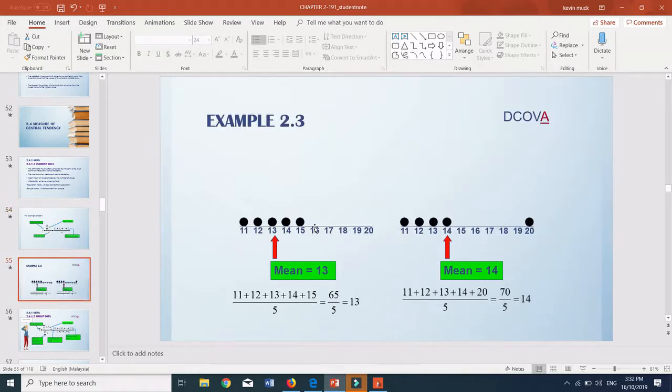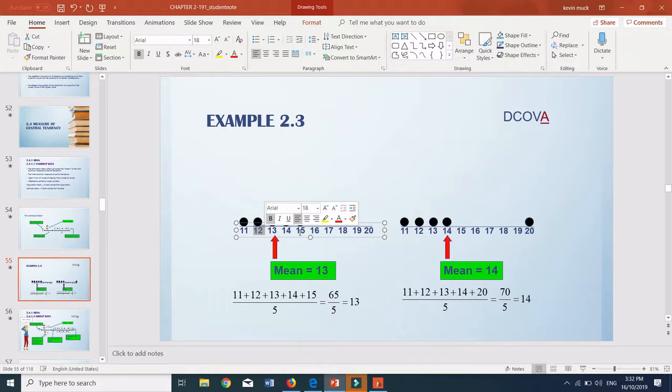Let's say you have 5 numbers over here: 11, 12, 13, 14, and 15. In order for you to get the mean, you have to sum up the numbers: 11, 12, 13, 14, and 15. Because there are 5 numbers over here, you divide by 5, and then you will get 13 as your mean.